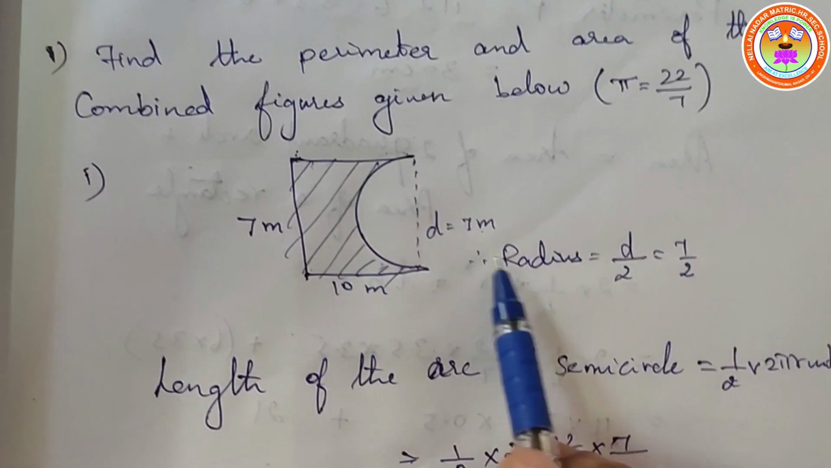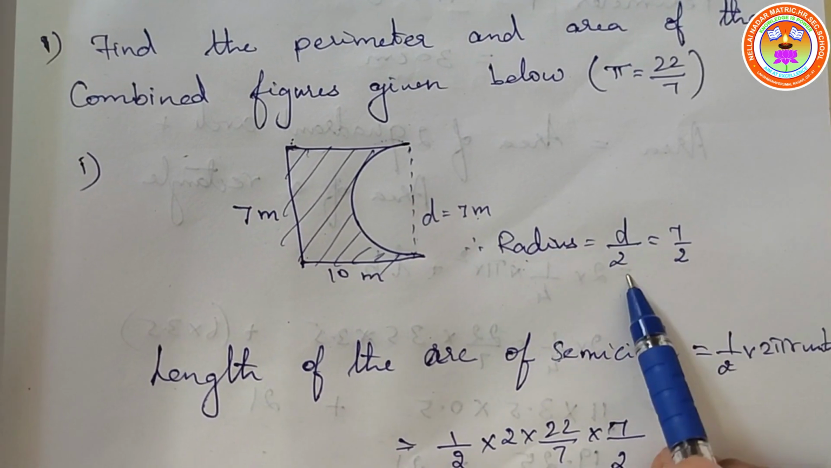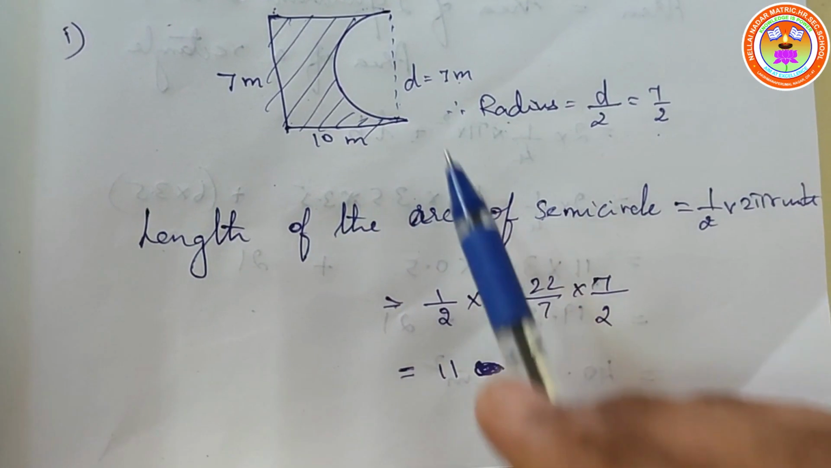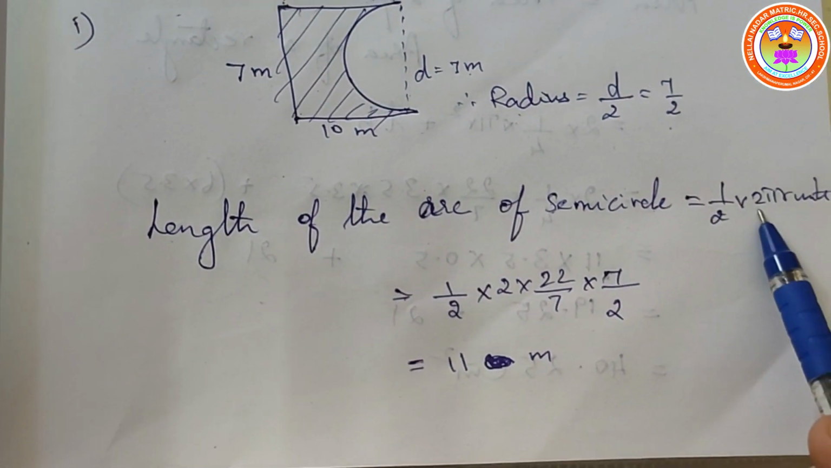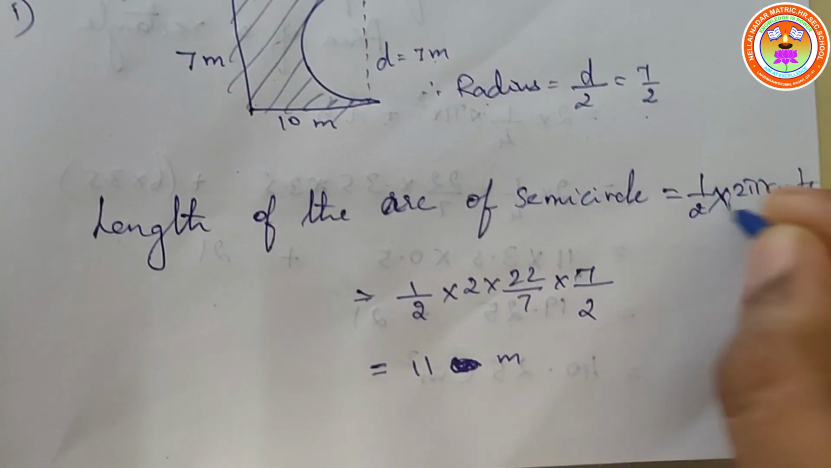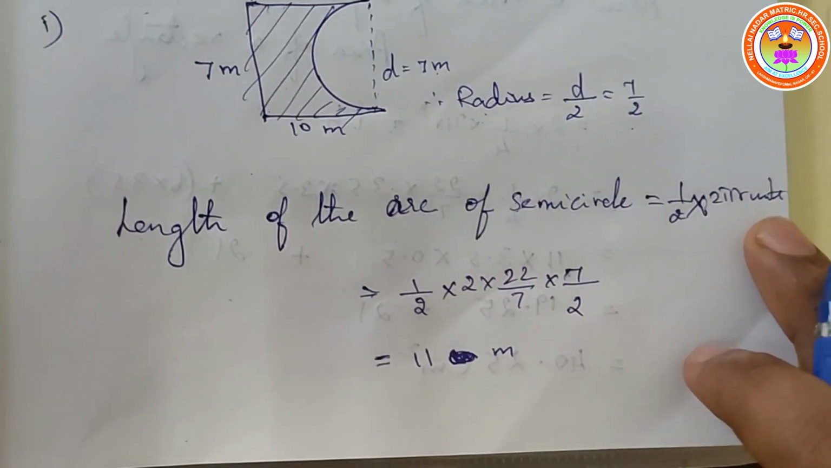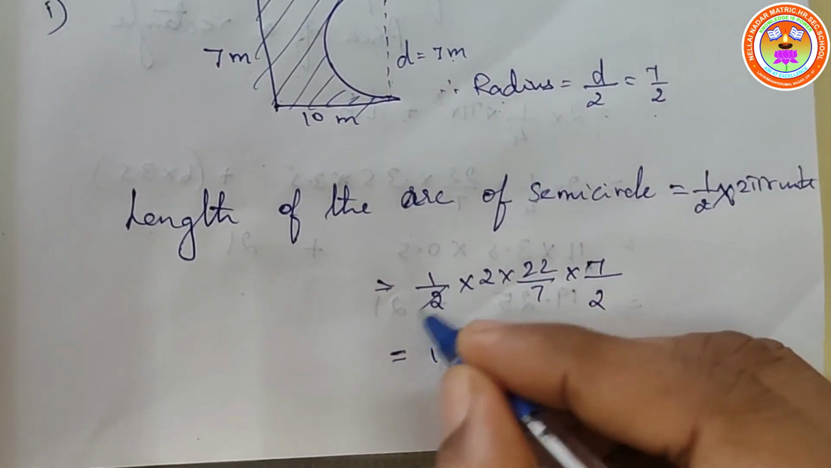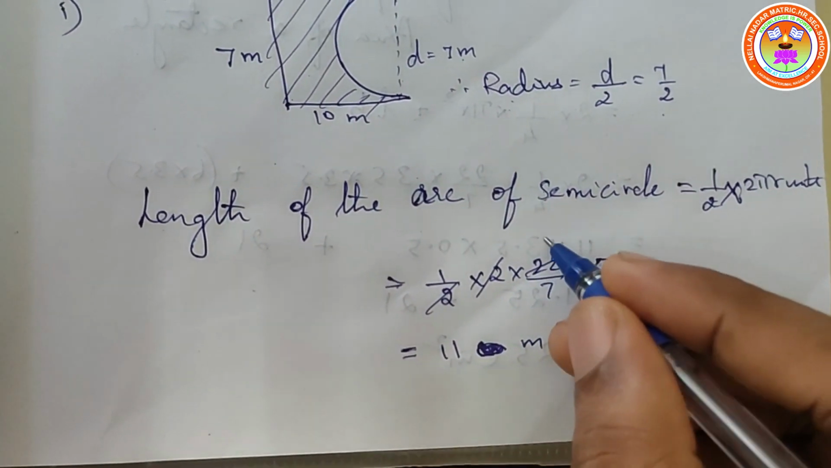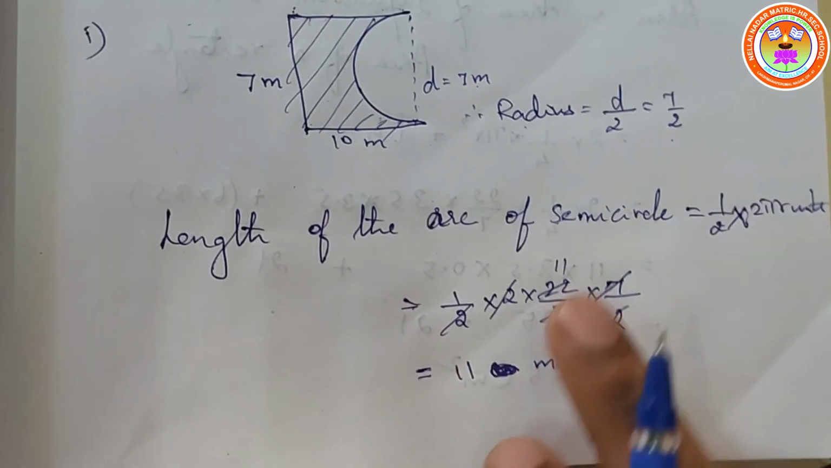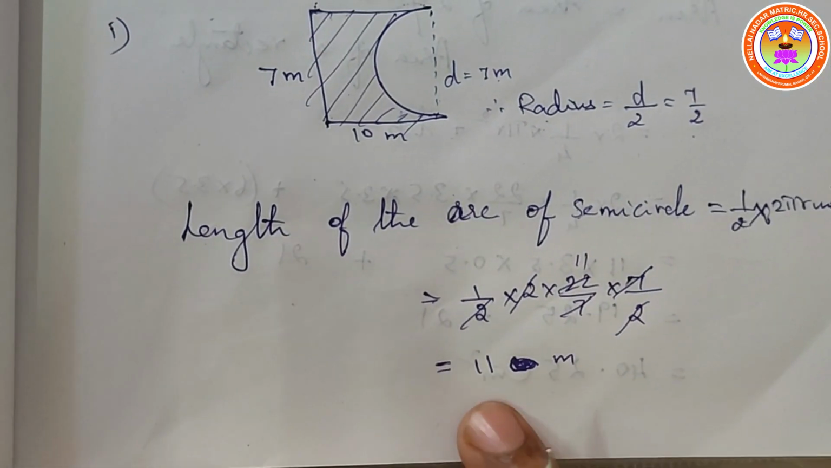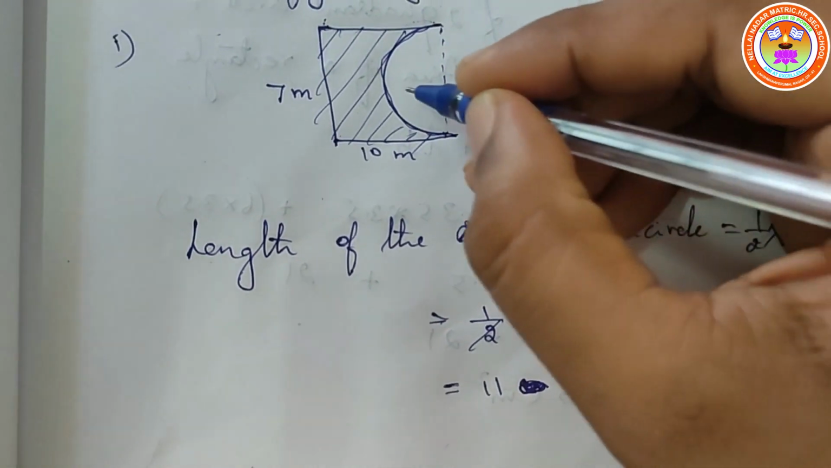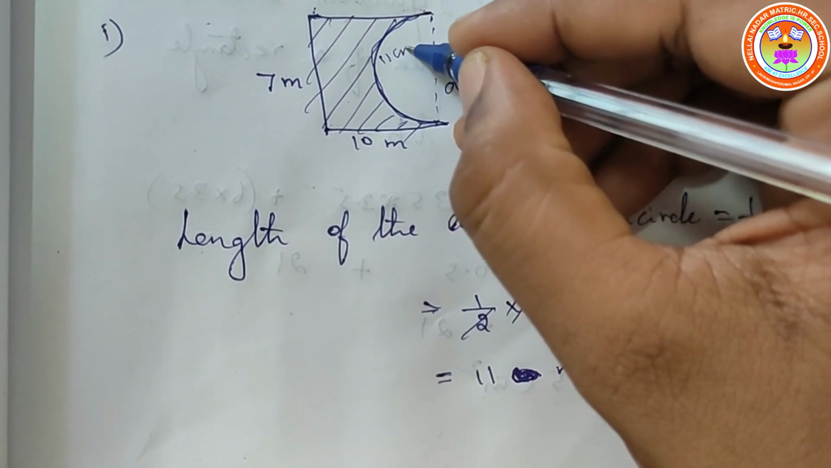From that we can find the radius. Radius equals d by 2, that is 7 by 2. Length of the arc of the semicircle, we are going to find only the length of the arc. Half into 2 pi r units. So 1 by 2 into 2 into 22 by 7 into 7 by 2. The 2s get cancelled, 11 and 7 get cancelled. Only 11 centimeter is the length of the arc.